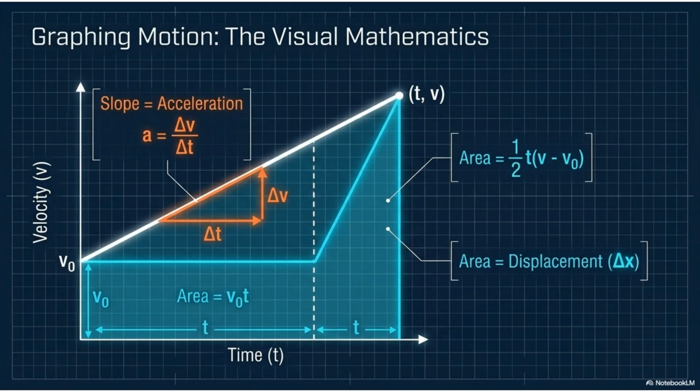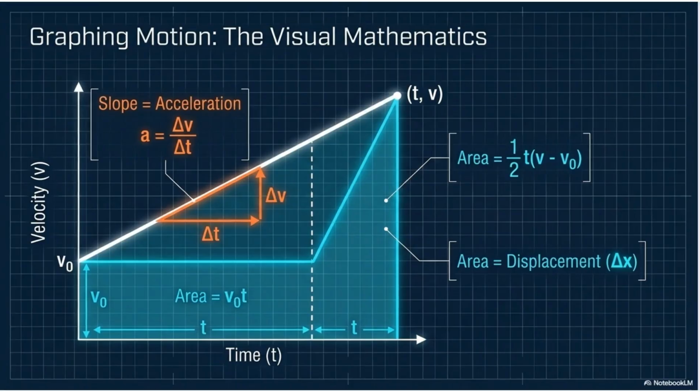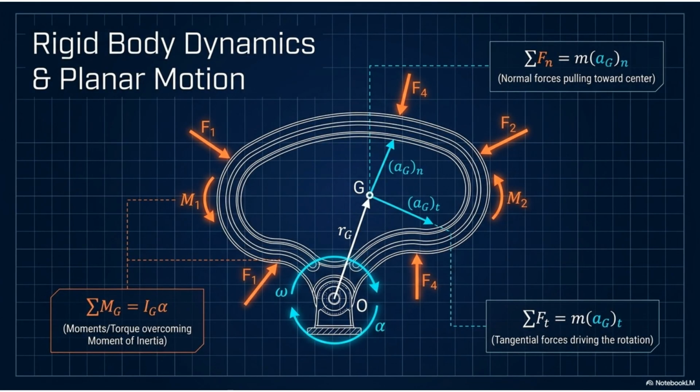In a velocity time graph, the slope represents acceleration, while the area under the curve corresponds to displacement, offering a clear visual representation of these concepts. Moving to rigid body dynamics, we consider planar motion. By calculating normal and tangential forces alongside moments, we can better understand how forces drive rotation and maintain stability in mechanical systems.